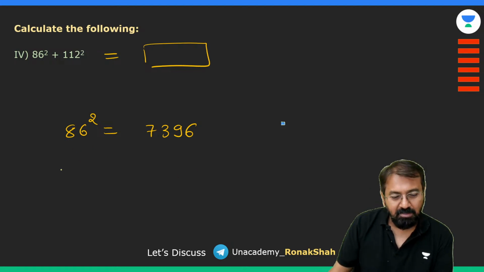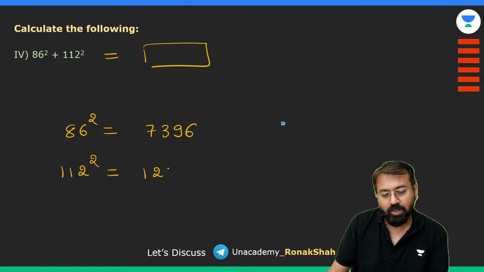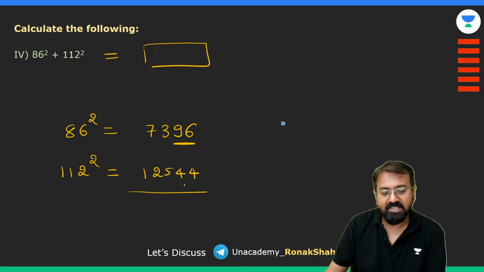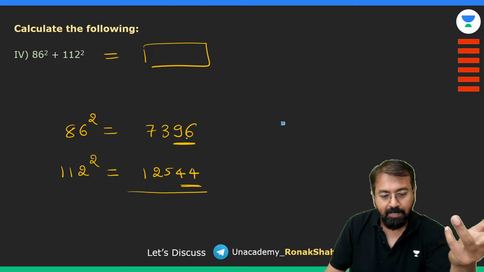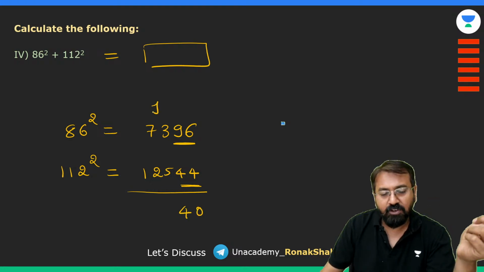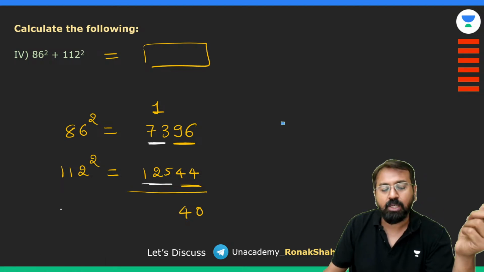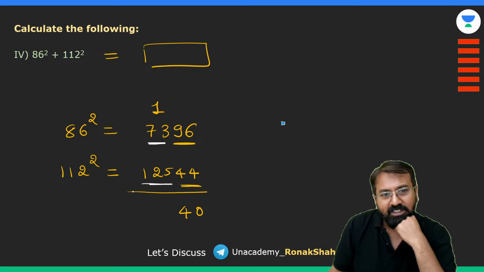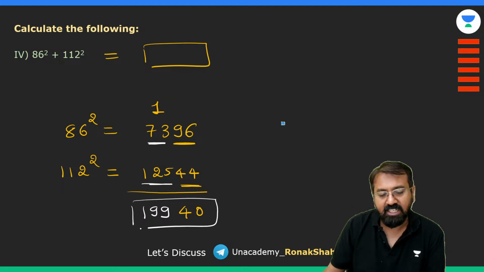Okay. And similarly, 112 square is equal to, now what is 112 square? So 12544, correct? So guys, we need to add these two numbers. So 96 plus 44. Now see, how you can do easy addition. So 96 plus 44, can I say it's 140? So keep 40 over here, 1 will be carried over, right? Now 1 plus 73 plus 125. So what is it going to be? So can I say it is going to be 199? Everyone, it's going to be 199. So final answer will be 19940.